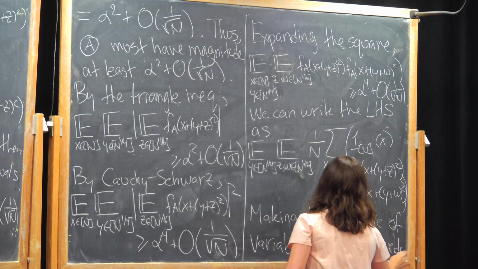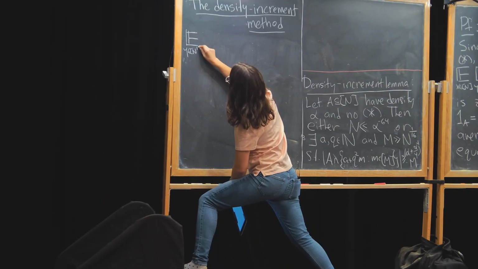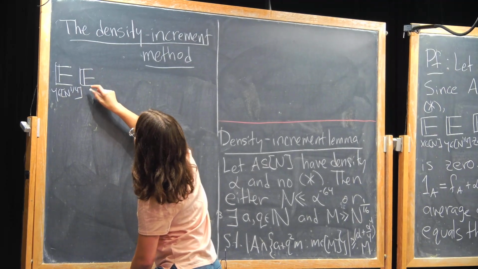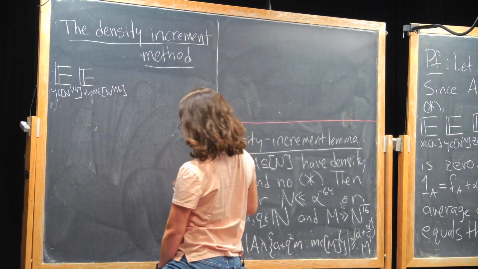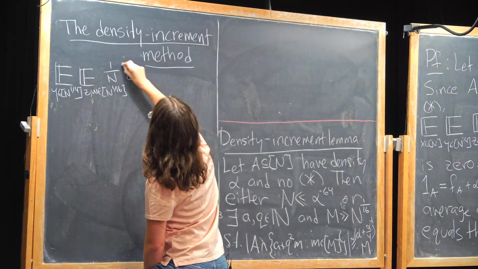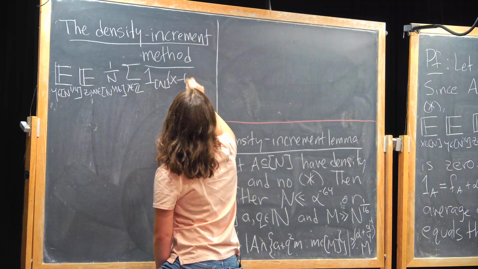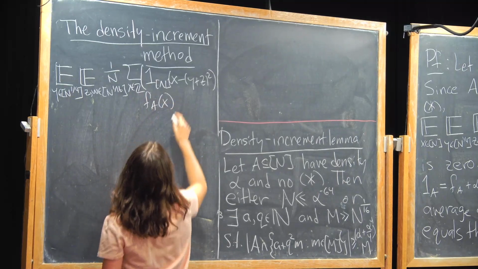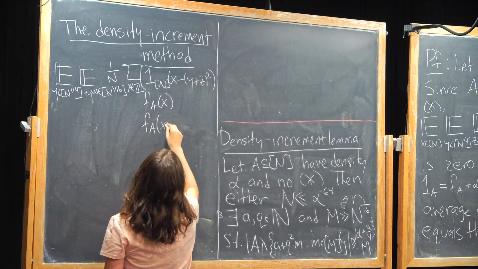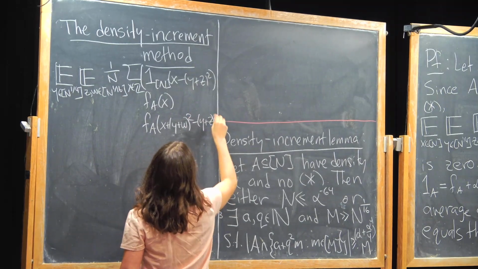So now this yields the average over y, the average over z and w, and this 1 over n times the sum over x of the indicator function of the first n integers at x minus (y plus z) squared, and then the balanced function of x, and then the balanced function of x plus y, or no, x plus y plus w squared minus (y plus z) squared.